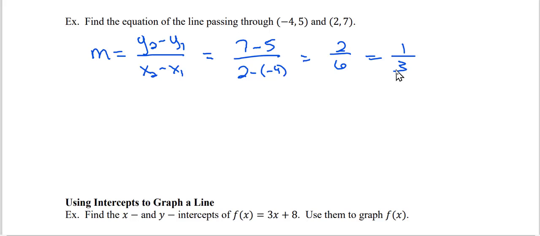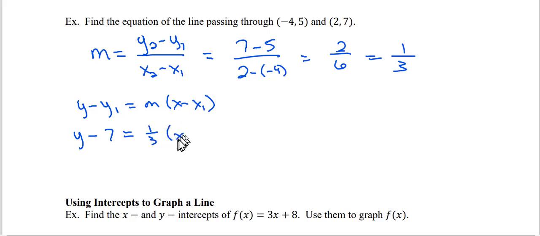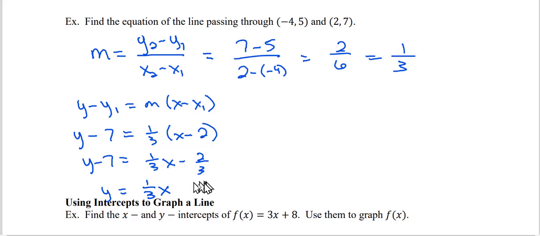We can pick either of these points. It doesn't matter. I'm actually going to show you both. I'm going to use slope-intercept form using both of these just to show you that it doesn't matter which one you use, the ratios and things all work out to be the same. I actually prefer the second point in this case, just because there's no negatives to worry about. Y minus 7 is 1/3 x minus 2/3, and then we need to add 7 to both sides.